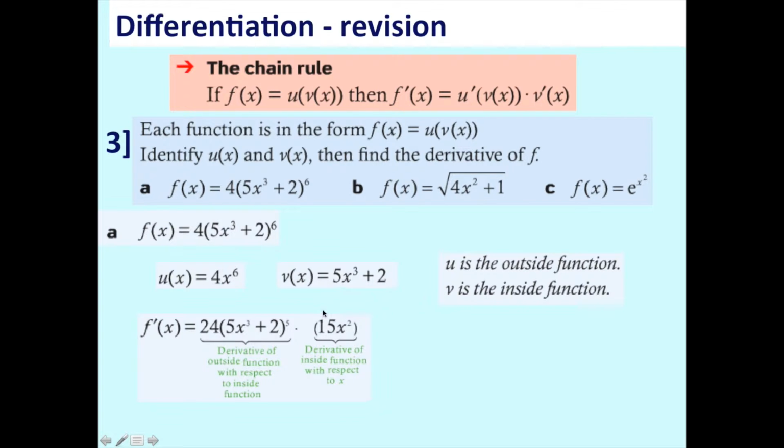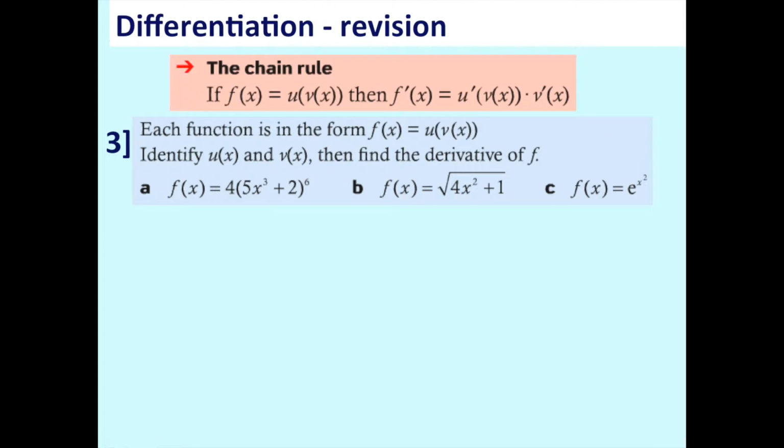And if you need to go over the chain rule, it might be worth having a look at the video on the chain rule again. That gives us an answer here then of 360x squared times 5x cubed plus 2 all to the power 5.